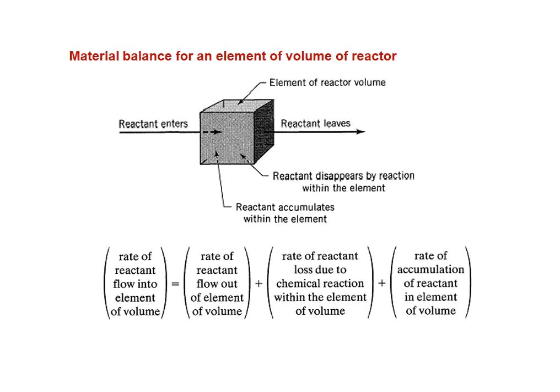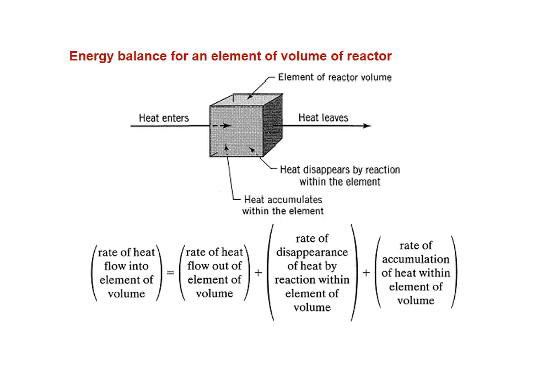So we can write the material balance as: rate of reactant flow into the element of volume is equal to rate of reactant flow out of the element, plus rate of reactant loss due to chemical reaction within the element of volume, plus rate of accumulation of reactant in the element of volume. In general, input is equal to output plus accumulation plus disappearance. This is what we write in the material balance.